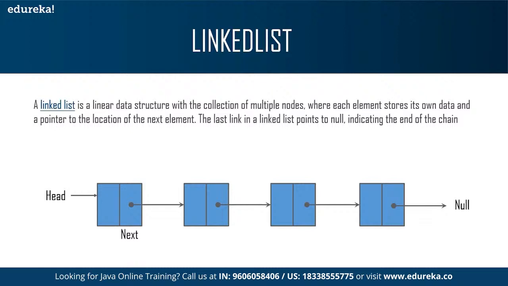So there are three types of linked list. One is singly linked list, that is unidirectional, where it contains only the information of the next node. When it comes to doubly linked list, it contains the information of the next node, also the pointer to a previous node. And when it comes to circular linked list, the last node points to the first element of the first node.